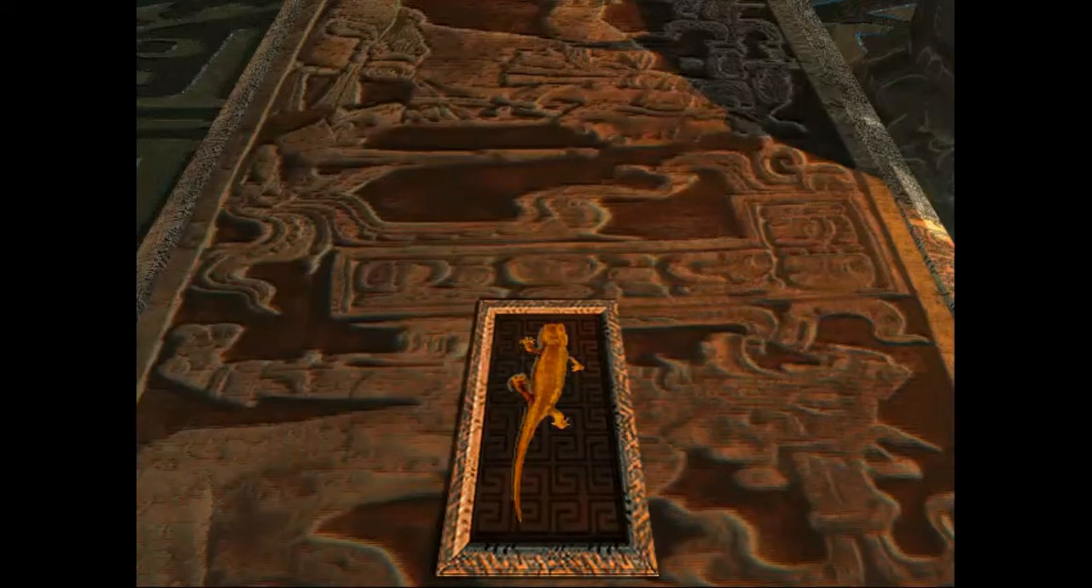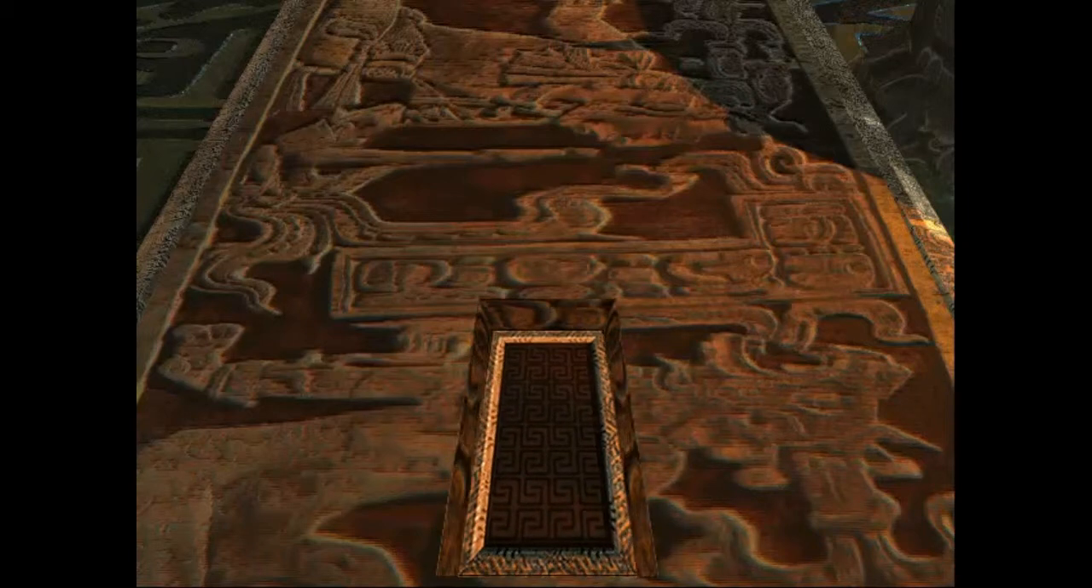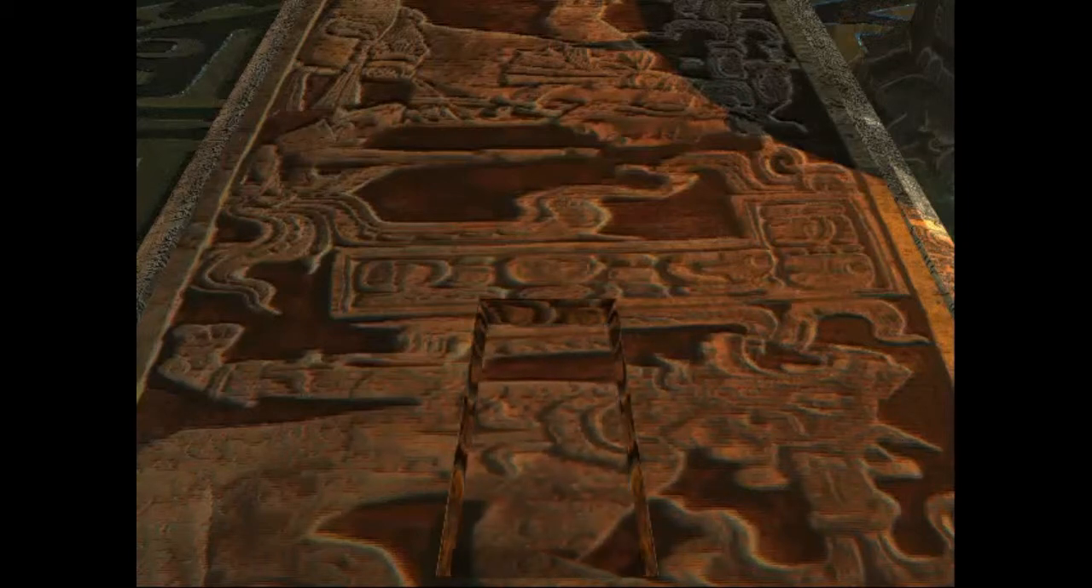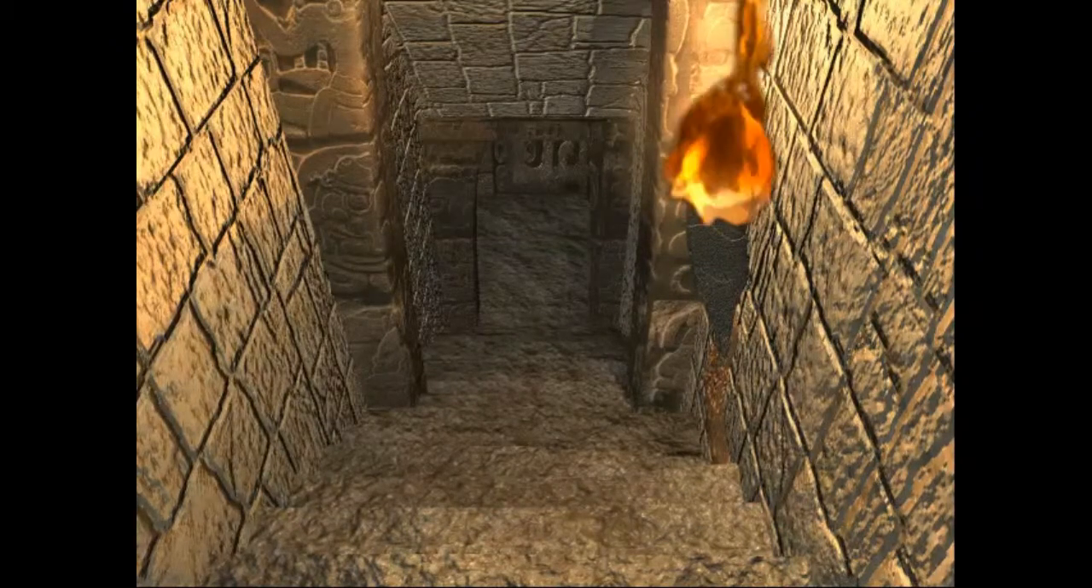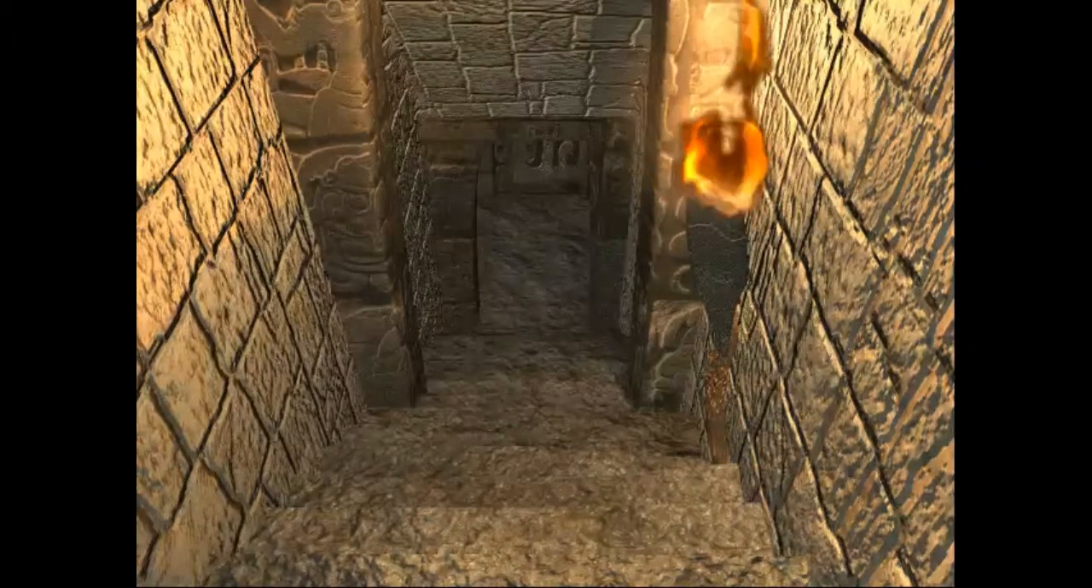I need to place a golden lizard into a lizard-shaped indentation on a pedestal, and then I am going to hell. Listen to the echoes of the underworld. Well, I sure hope those voices are less self-deprecating than the ones in my internal monologue.